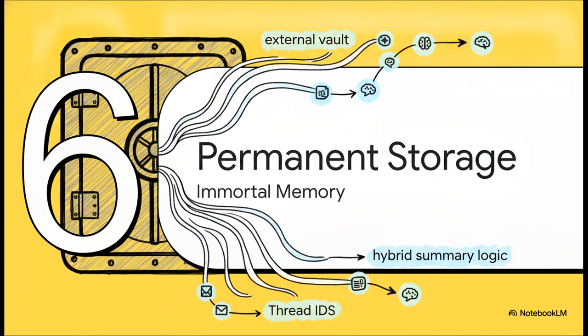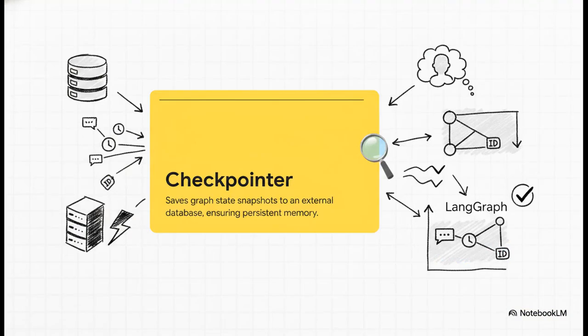Part 6. Permanent storage checkpointers, immortal memory. We have our unique thread IDs, we have our hybrid summary logic dialing in the context. Now we just need an external vault to keep it all permanently safe. Enter the checkpointer. Instead of keeping the state in fragile memory variables, a checkpointer safely writes our summary and our thread ID directly into a database.